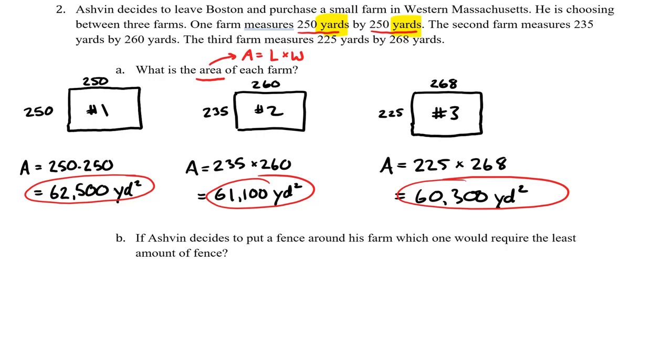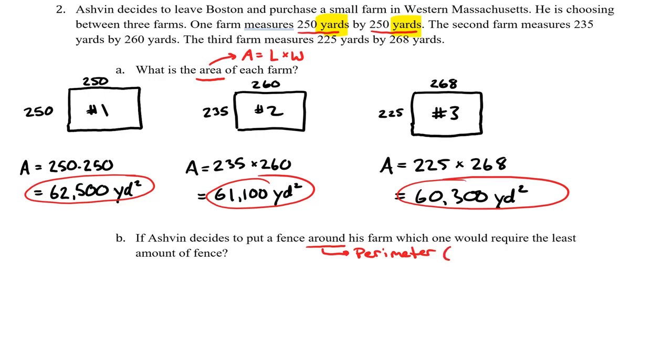All right, and then in part B, also using the information given in the problem, if Ashvin decides to put a fence around his farm, which one would require the least amount of fence? Now, we can't assume it's the one with the smallest area. It might be, but it might not be. Before we do any calculations, it's important to note the key term here is the word around. So we're not worried about the area on the inside of the fence. We're looking for the fence around the farm, and the word around means we're looking for perimeter.